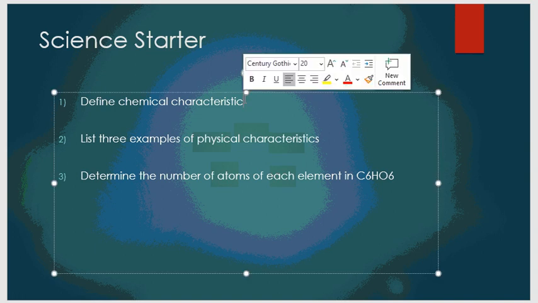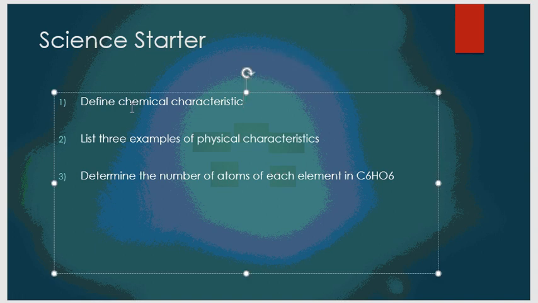Okay, so we know that chemical characteristic basically has to do with how it combines with another element or compound. Physical characteristics, anything like color, taste, smell, boiling point, melting point, any of those. And then we have in this one 6 carbon, 1 hydrogen, and 6 oxygen.